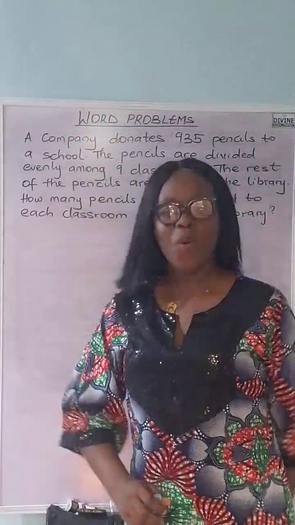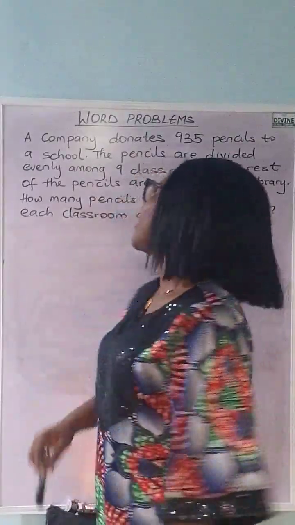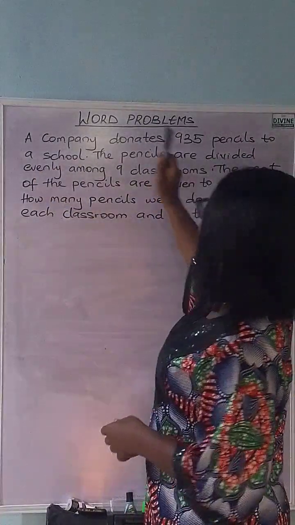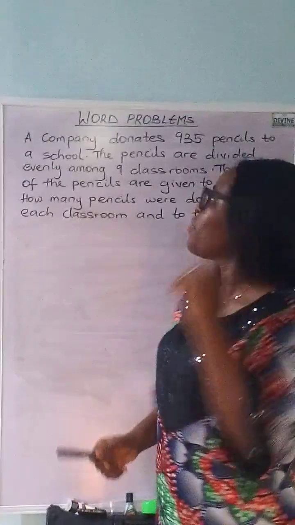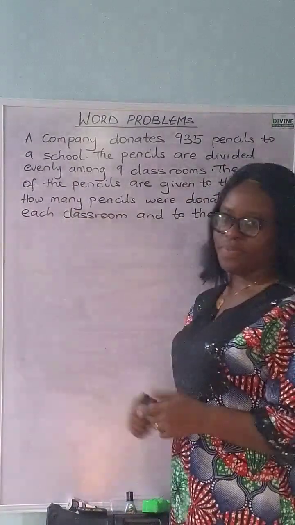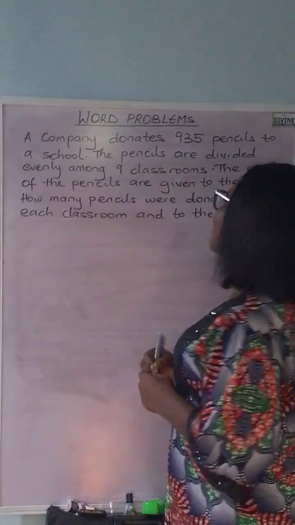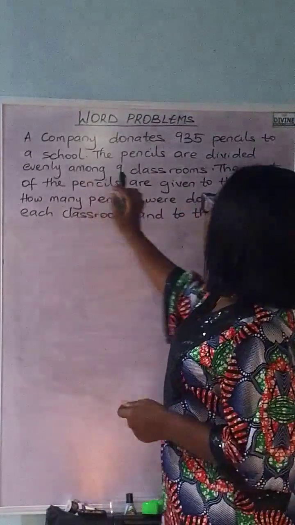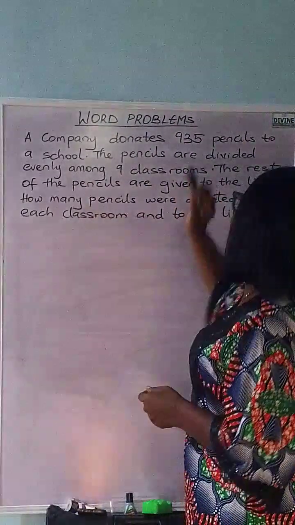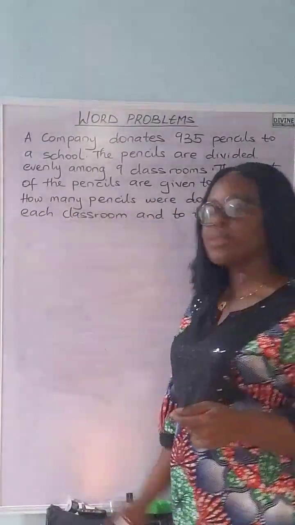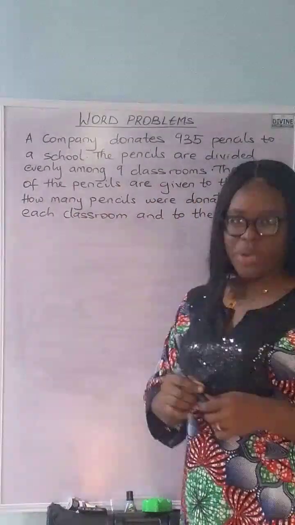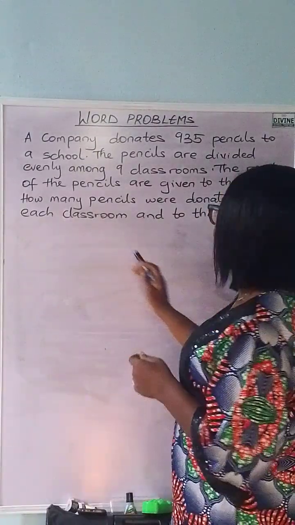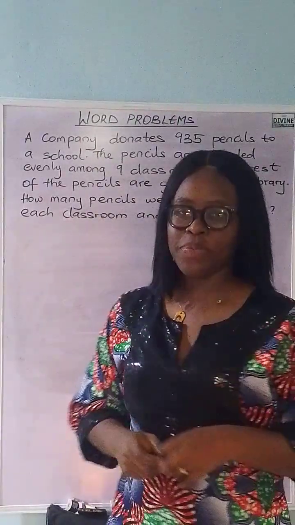Today we are solving a word problem. This question says, a company donates 935 pencils to a school. The pencils are divided evenly, which means equally, among 9 classrooms. The rest of the pencils are given to the library. How many pencils were donated to each classroom and to the library?